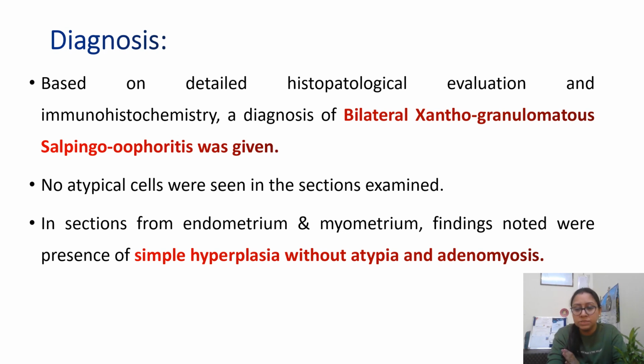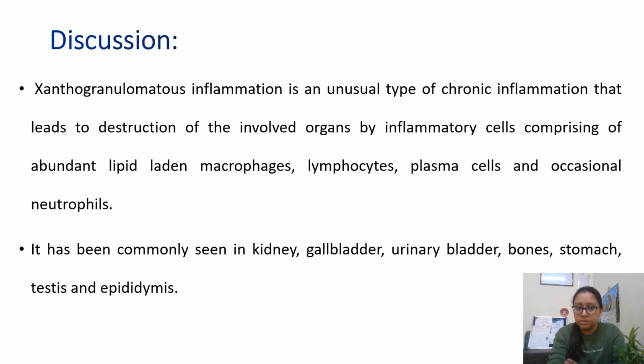No atypical cells were seen in the section examined, and in addition, the sections which we took from endometrium and myometrium suggested the presence of simple hyperplasia without atypia and adenomyosis. So many pathologies we could get in ovary, fallopian tube, uterus, that is endometrium and myometrium in the patient. So coming to discussions, a few points about this entity.